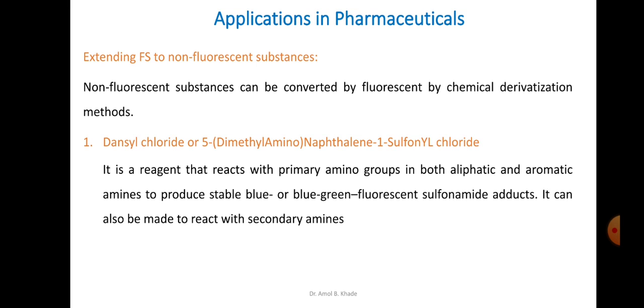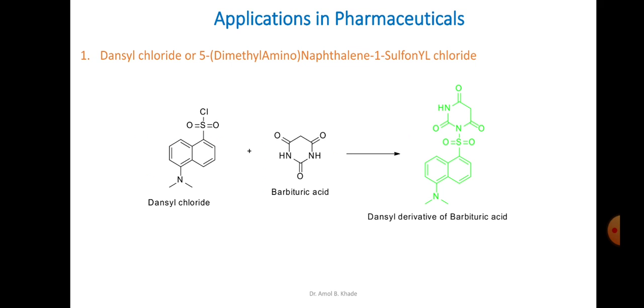So what we are doing is taking dansyl chloride, which is capable of reacting with the primary or secondary amine of aliphatic or aromatic compounds. We have a lot of pharmaceuticals which have a primary or secondary amine in their structure, and we can convert them into a fluorescent substance. One such example I have listed here for your understanding. You know the barbiturates. Here I have drawn the structure of barbituric acid.